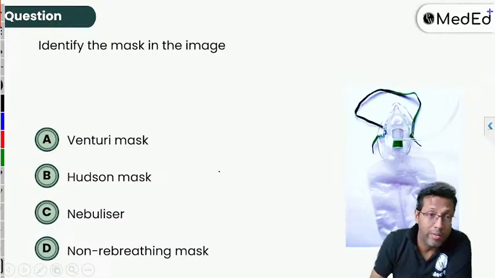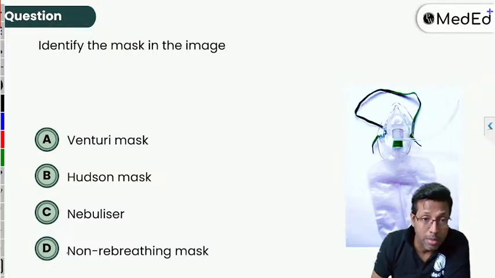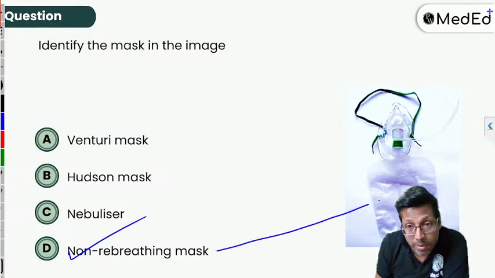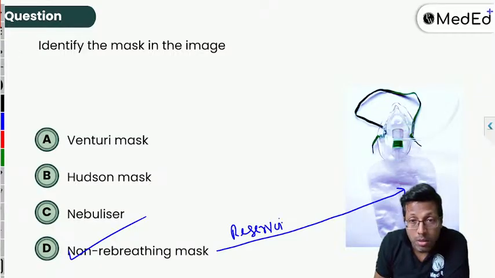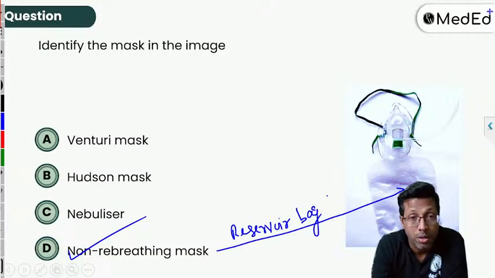Okay. Everyone correct. Non-rebreathing mask. Correct. How did you identify? It was by the presence of the reservoir. Okay. This is the reservoir bag. So you don't need to know the working or everything. You just need to know how much it will provide, which was again an MCQ question, right?